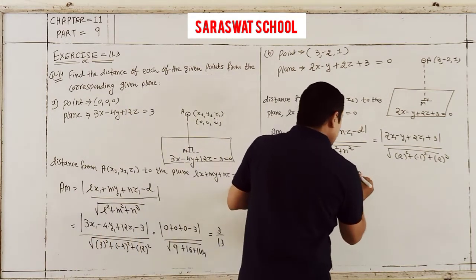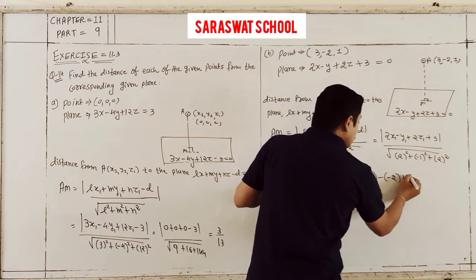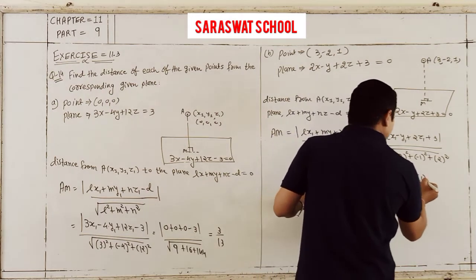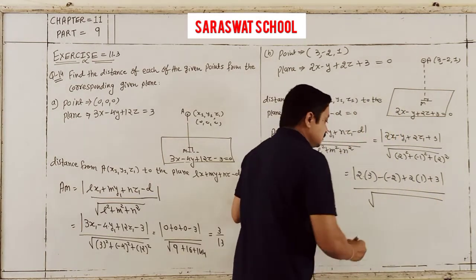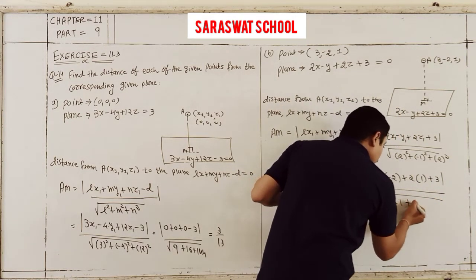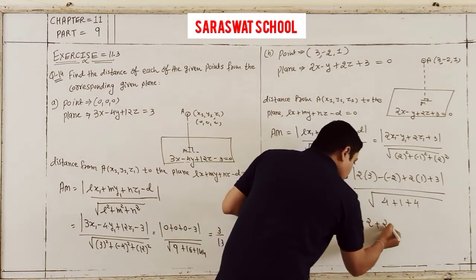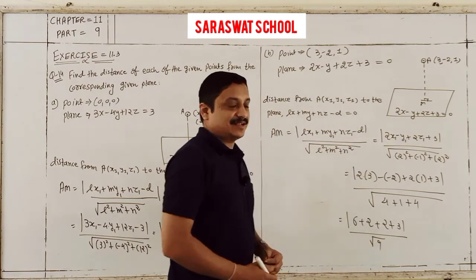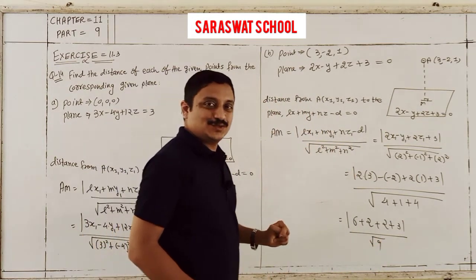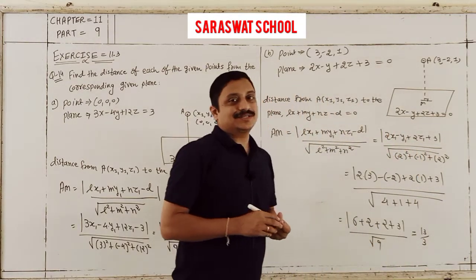Apply the x1, y1, z1 values, that is 3, minus 2, 1. So here 2 times x1 is 3, y1 is minus 2, z1 is 1, upon, just calculate the value, 4 plus 1 plus 4. So 6 plus 2 plus 2 plus 3 by root 9. 6 plus 2 is 8, plus 2 is 10, and 10 plus 3 is 13, so 13 by 3. That's your second answer done.